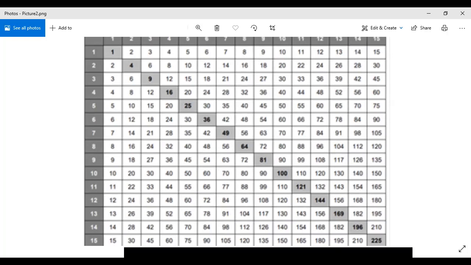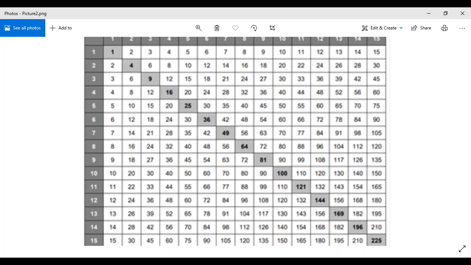So who is going to tell me what is the product of 5 cross 2? You will start moving from here till 2. So 5 cross 2 is 10. Very well done. Who is going to tell me the answer? 1 cross dash is equal to 1. 1. Excellent. 4 cross 5. Start moving from here till 5. So 4 cross 5 is 20. Very well done.